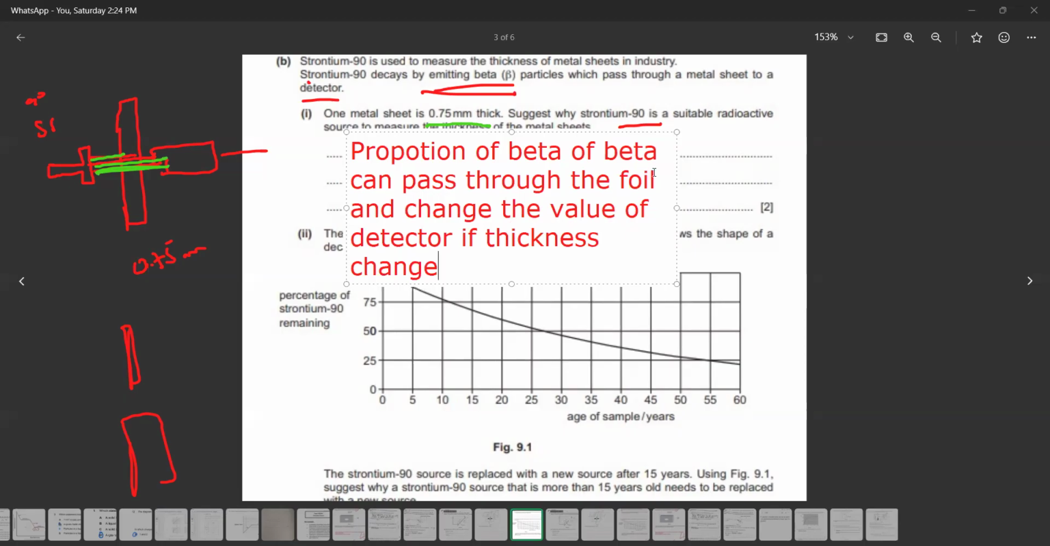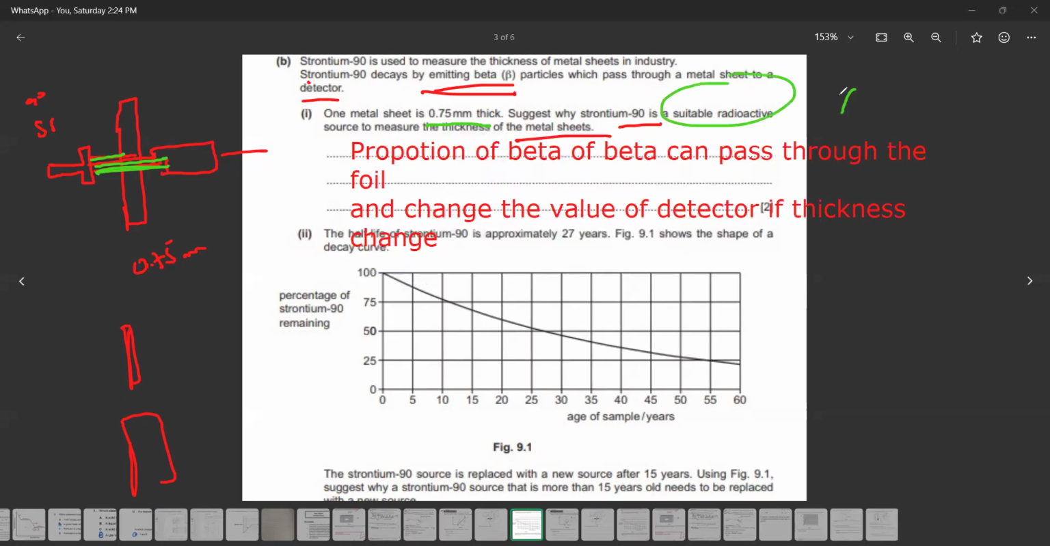Reverse argument means, because we want to say why beta is suitable, I can say why alpha is not suitable and gamma is not suitable. I'll also score the mark. Like I will say alpha is not suitable because alpha will be stopped by the metal. And gamma is not suitable because even if the thickness changes, the gamma won't be stopped by the metal. So it means we are left with only beta.